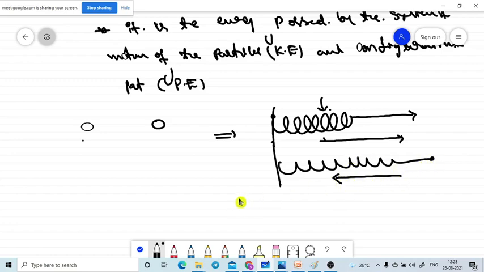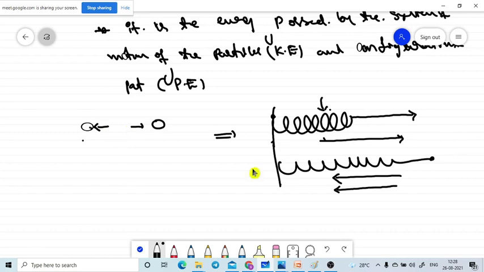Yes, sir. What does it mean? That means some pulling force is acting in the backward direction of the spring. So here also, if the particles are moving far away, they will attract each other. They will pull back like this. Attraction force will take place.